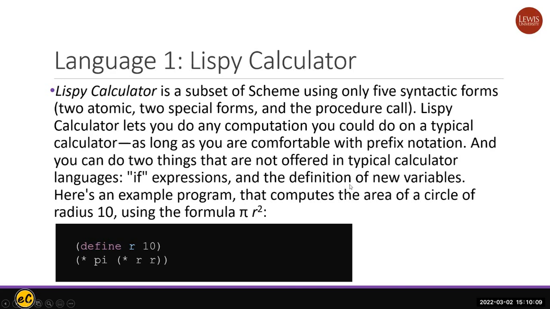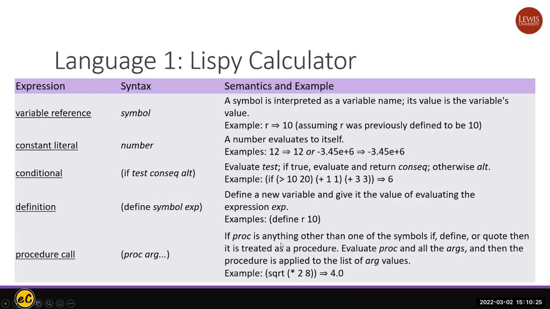And you can do 2 things that are not offered in a typical calculator. That is the if statement, okay? You can also do, for example, divide r 10, then times pi, then times r, so pi r squared, and this will calculate pi r squared for you. There are available reference syntaxes that are simple. A constant literal we call a number, in terms of Lisp language terminology. So a symbol is a variable reference or ID. A number is a constant, and then if with test, consequence and alternate.